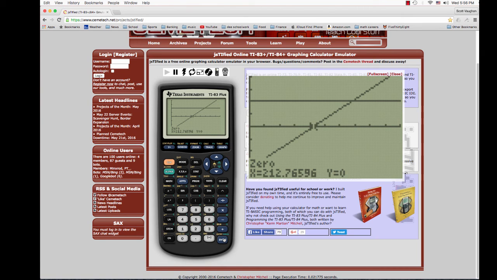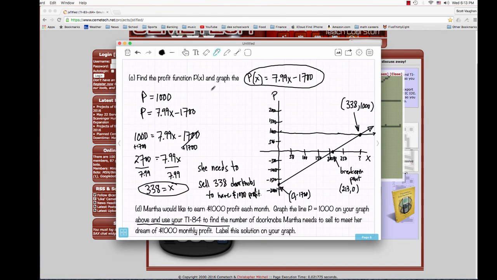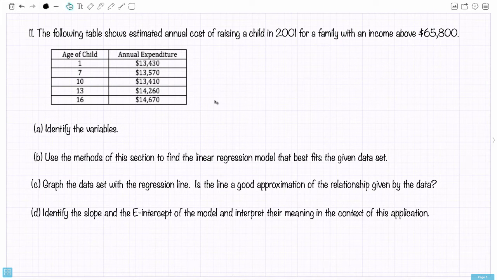All right, so that ends that demo on the calculator, and you can see that the results that I had in my graph match the result that I found on the calculator. Okay, we've got 2 more examples. Let's move on to number 11.